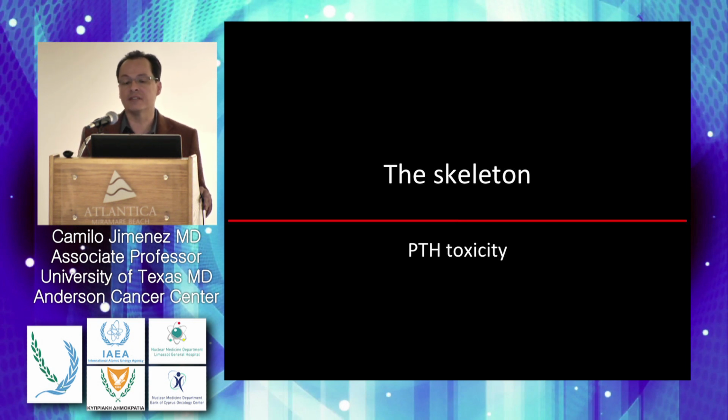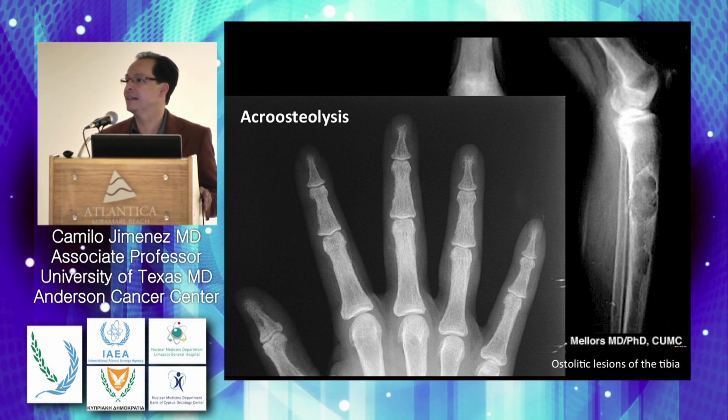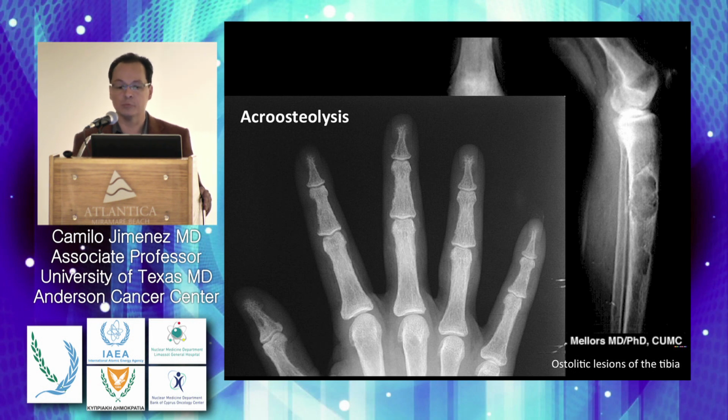In the skeleton, as we have mentioned before, we are going to have an increased activation of the bone resorption, and these patients are going to have then destruction of the bone. And this is an example of someone who has a severe hyperparathyroidism. You can see lytic lesions located in the long bones that many times mimic the presentation of lytic metastases. They are not lytic metastases, they are just an example of parathyroid hormone toxicity.